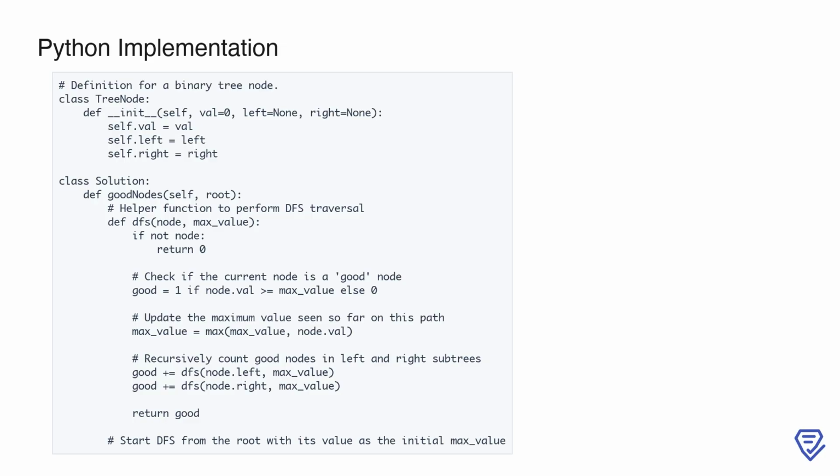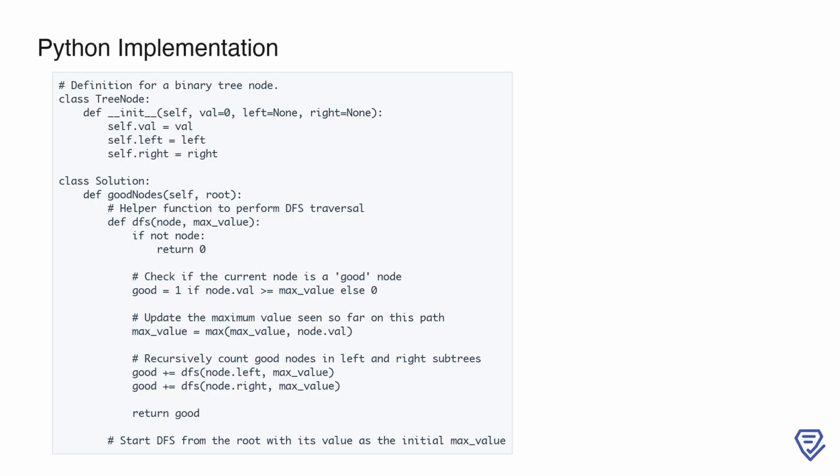The DFS function takes two arguments, the current node and the maximum value encountered so far along the path leading to this node. If the current node is null, we simply return 0 since there are no nodes to process. Otherwise, we determine if the current node is good by checking if its value is greater than or equal to max_value. If it is, we increment the count of good nodes by 1. We then update max_value to reflect the greater of the current node's value or the maximum value seen so far.